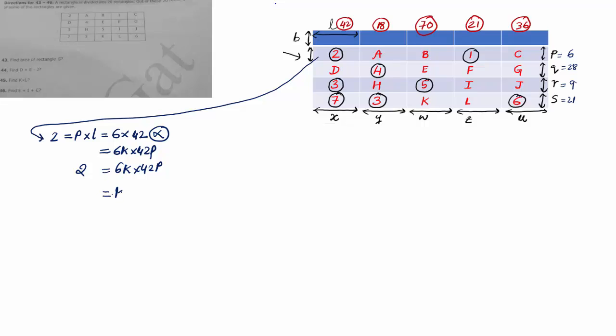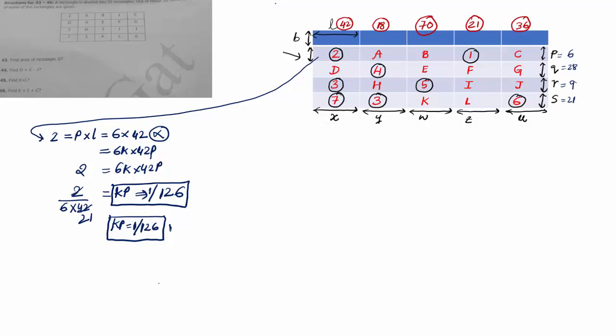Kp would be 2 by 6 into 42, right? And what is kp? It is 2 by 6 into 21, so 6 1s are 6 and 6 2s are 12. So kp is 1 by 126, right? Kp is 1 by 126. This value or this fraction remains the same throughout the entire rectangle.